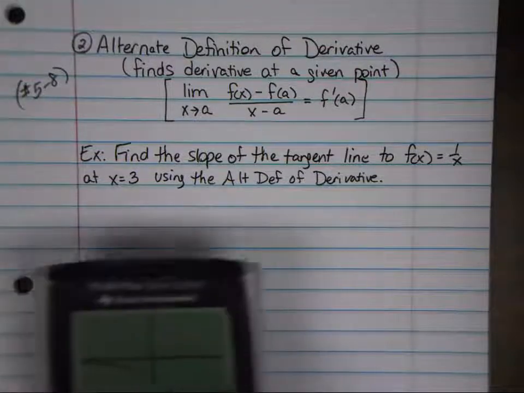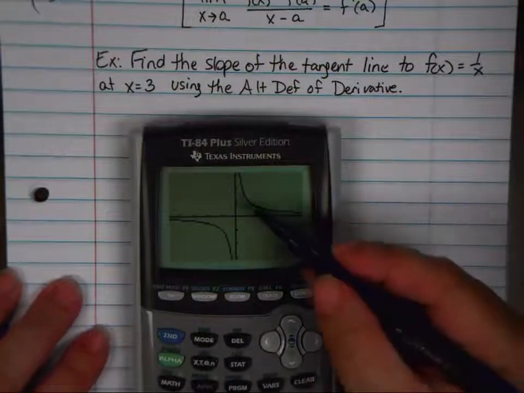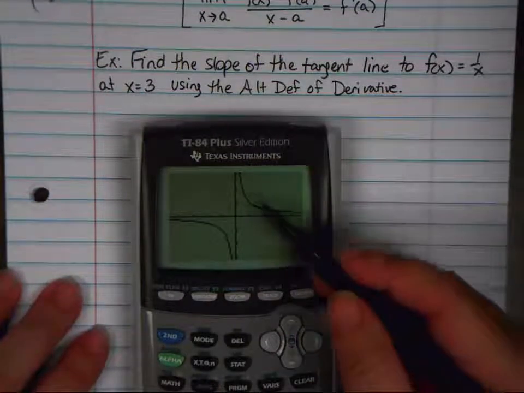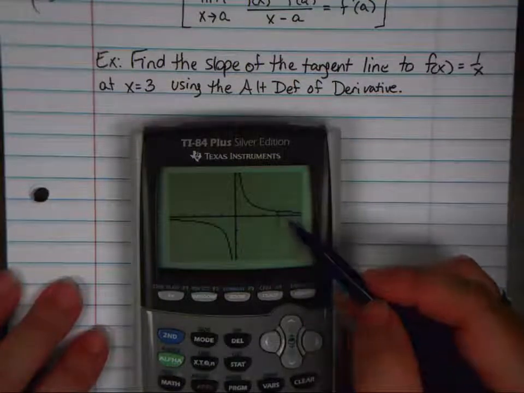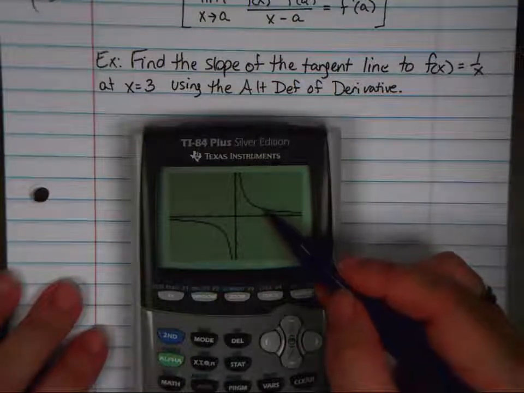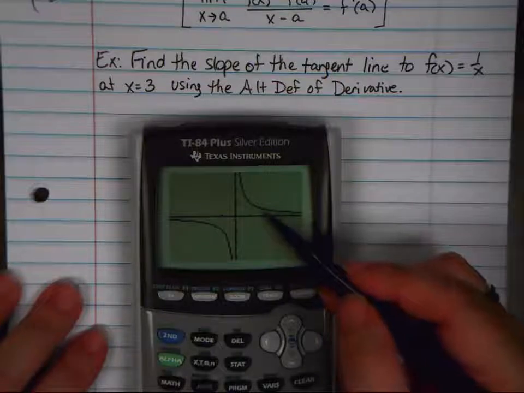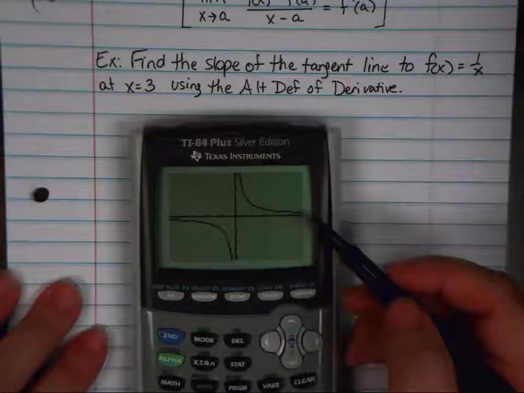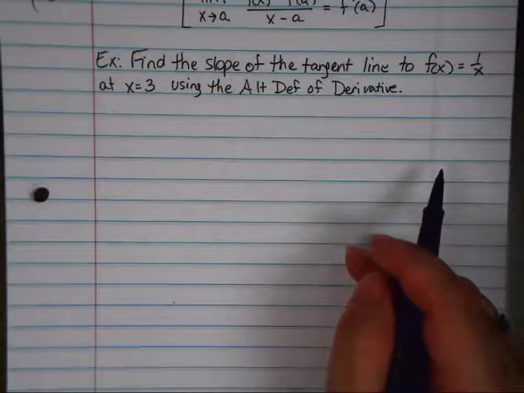Okay, so let's get a picture in our mind of what we're doing here. You don't have to graph this, you can see it. Here's 1 over x. We're trying to find the slope of the tangent line at 3, right about here. What's the slope going to be? Is it going to be positive or negative? What do you think? It's going to be negative, but we're going to actually calculate what it is using the definition, okay? I'm going to pull that aside.